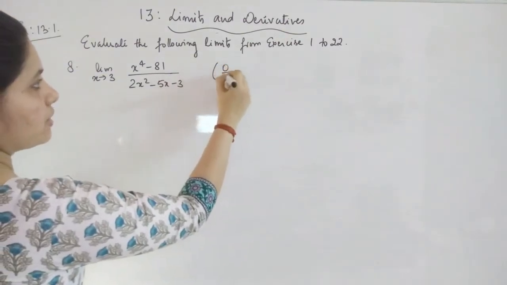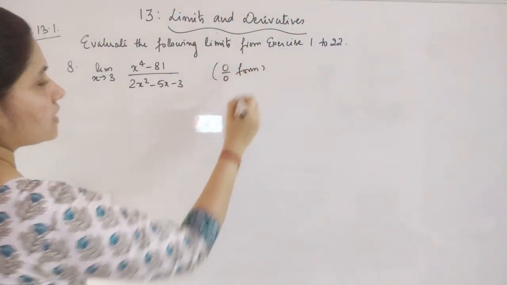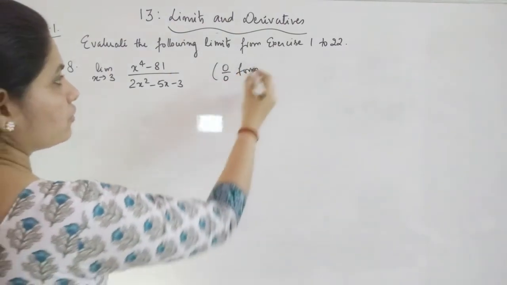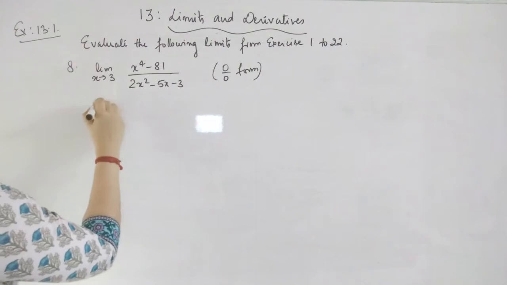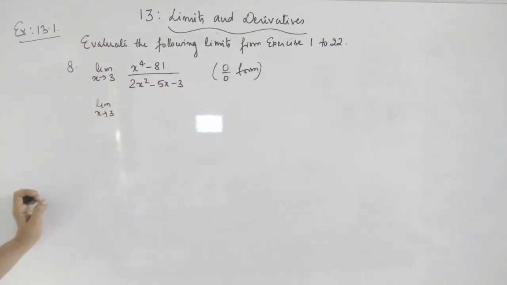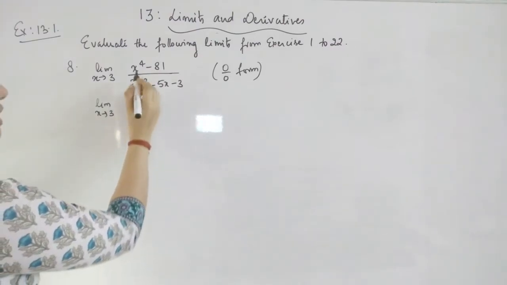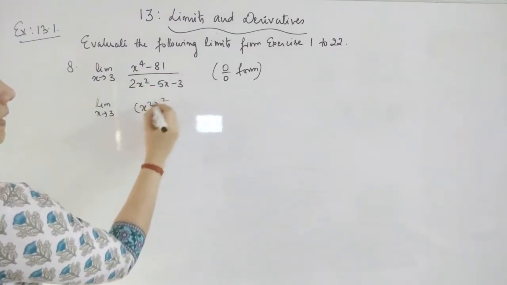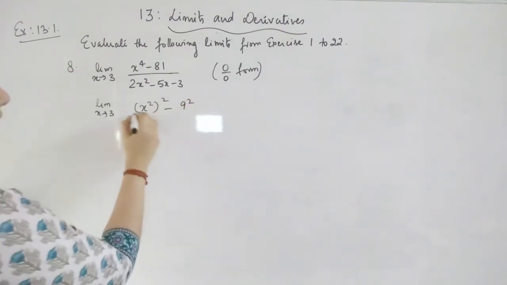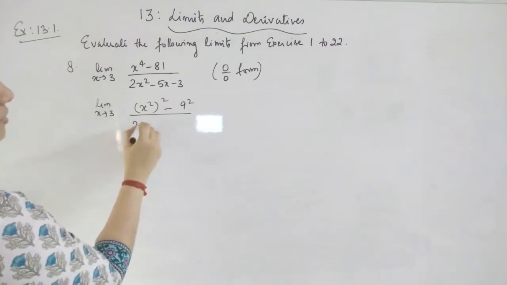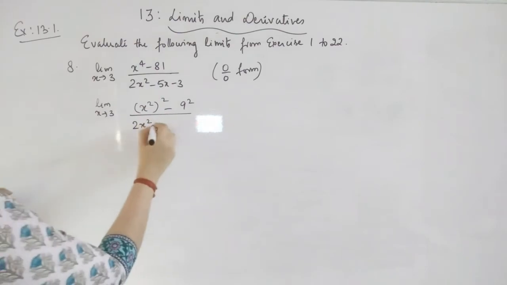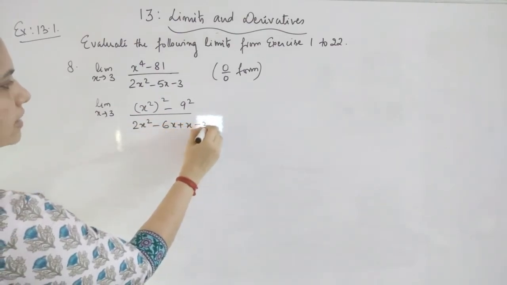So this is in the 0 by 0 form. That means we need to factorize and see whether again it is giving you the 0 by 0 form or not. Okay, so first we will just start with x raised to 4 minus 81, which can be written as, if you write x to the 4 as (x square) square minus 9 square. And here in the denominator you can make it as 2x square, splitting the middle term minus 5x as minus 6x plus x minus 3.